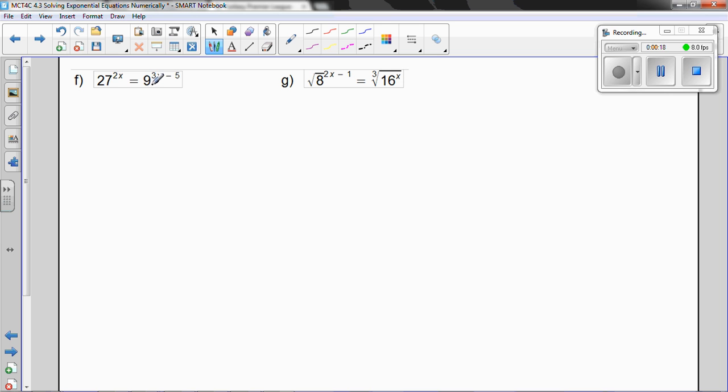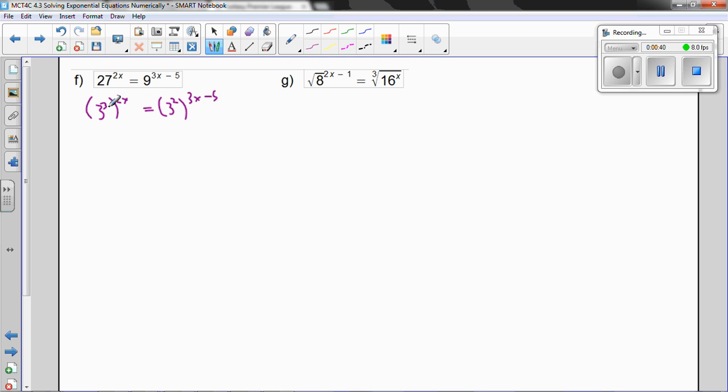You know, 9 is not a power of 27, but both of these are powers of 3. So if I write them both as powers of 3, then that's the technique. So 27, what's that? That's 3 to the exponent 3. 9 is 3 to the exponent 2, and then now that's got it, right?